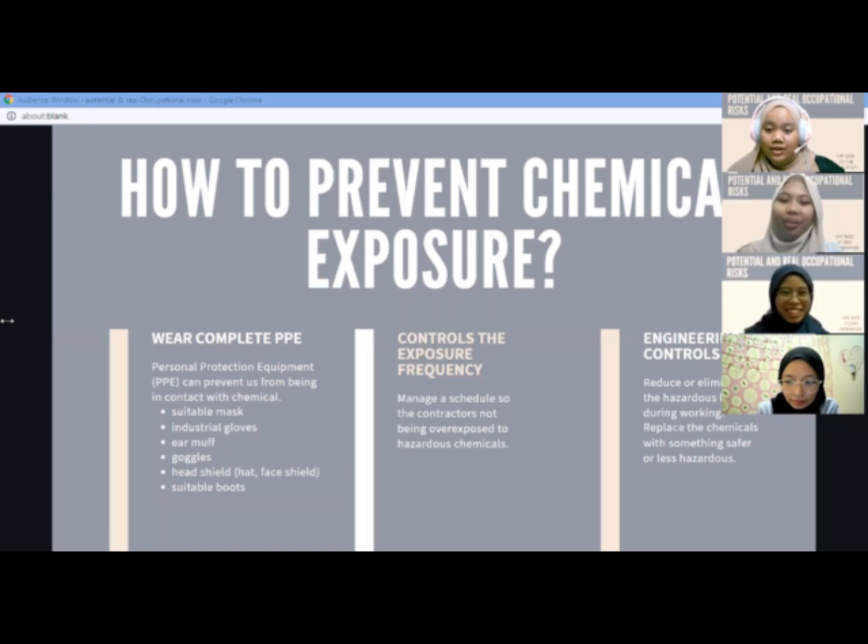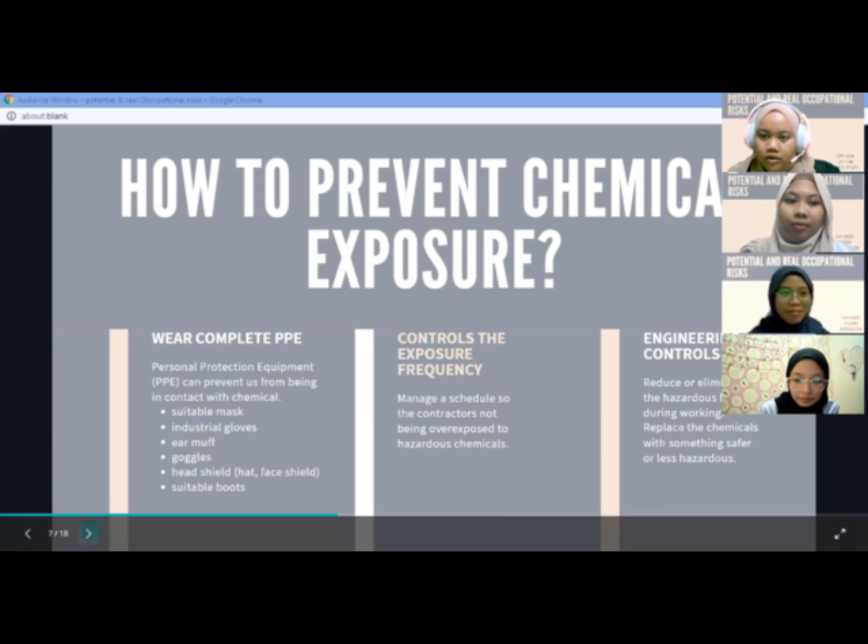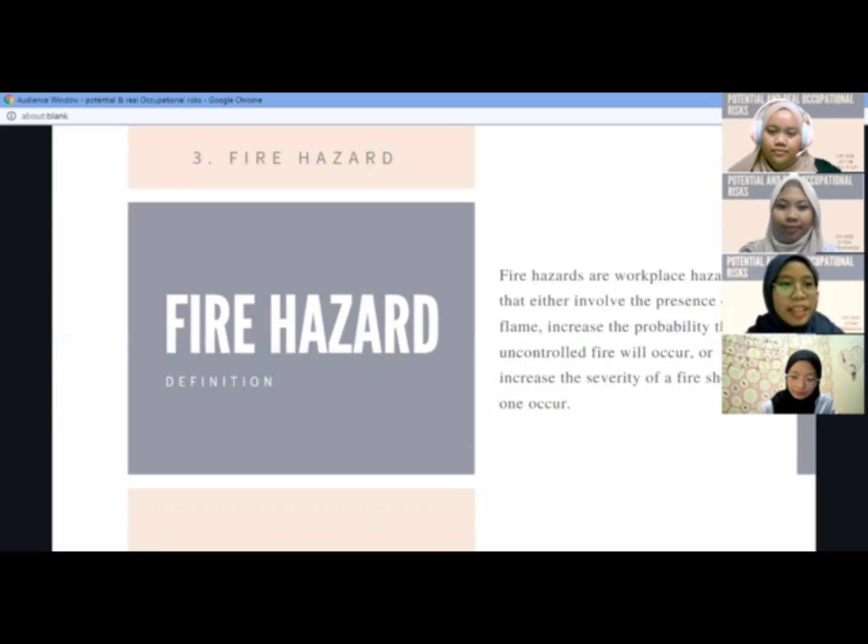The second one is we can control the exposure frequency by managing a schedule so the contractors are not being overexposed to hazardous chemicals. And the third one is we can do engineering controls by reducing or eliminating the hazard during working. Or we can also replace the chemical with something safer or less hazardous. So I will pass the next piece to Noranisha.